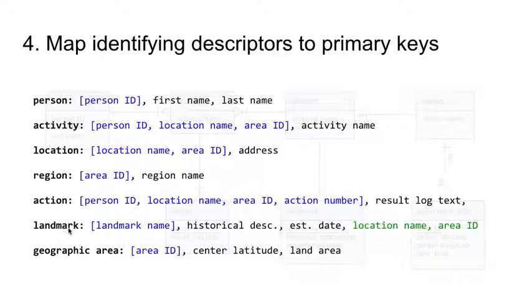Landmark is an interesting one to point out. We added the location name and area ID columns so we could remember one associated location. But those attributes did not contribute to the identifier for the landmark entity, so they are not included in the primary key for the landmark relation. The result of this exercise is a list of relations, each with a list of columns, including which ones should be part of the primary key.